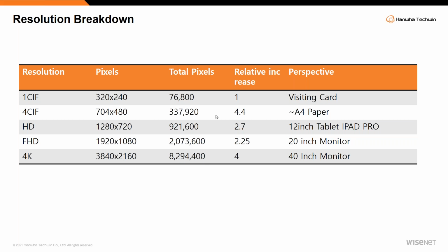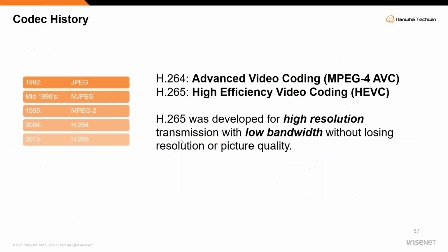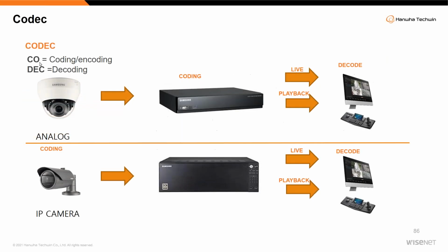Okay, nowadays we are using high resolution because of features like codec. What is codec? Coding and decoding. Okay, codec, if you send 2 megapixel data, for example.